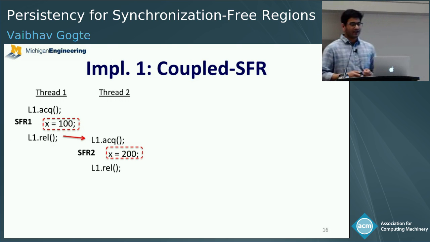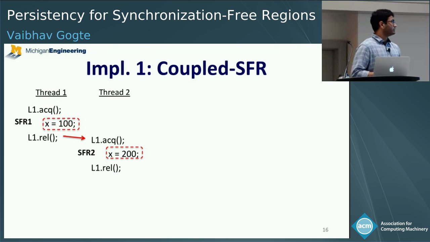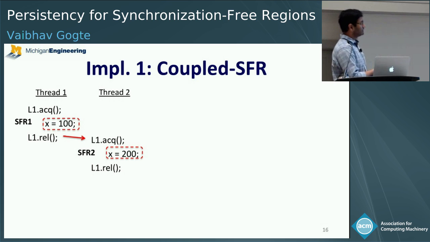We use undo logging mechanism in both of our implementations. On the left-hand side, I'm showing the similar example where an acquire on thread 2 synchronizes with a release operation on thread 1. Thus, our implementation needs to order updates within SFR1 before updates within SFR2. And we also need to ensure that each of the SFRs is failure atomic.